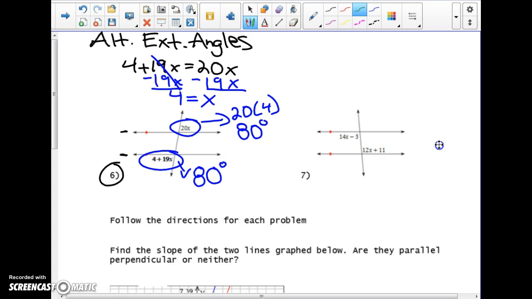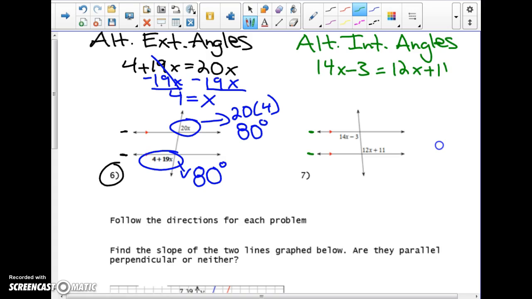The next one, I've got alternate interior angles. The unique property about them, since these two lines are parallel, cut by my transversal, they're also congruent, which means their angle measures are equal. So I'm going to take one angle, 14x minus 3, set it equal to the other one, 12x plus 11.